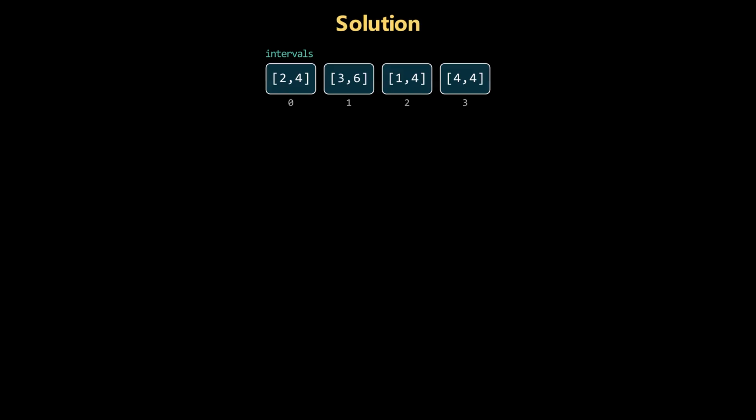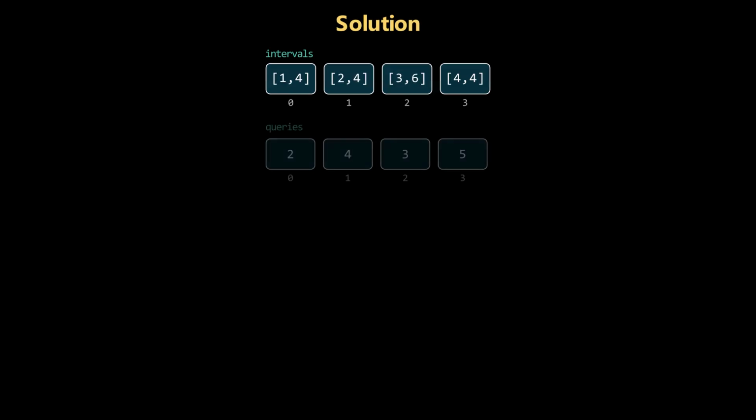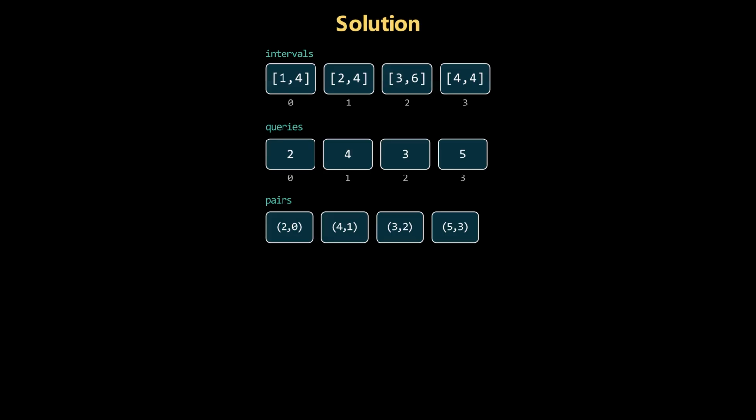Let's walk through the full solution from start to finish: sort the inputs, sweep the number line once, and fill in each answer as we go. Start by sorting the intervals by their left endpoint, right here in the array. The queries stay in input order for now. What matters is pairing each value with the index it came from. Build those query and index pairs, then sort them by query value. That way we can sweep the timeline from left to right.